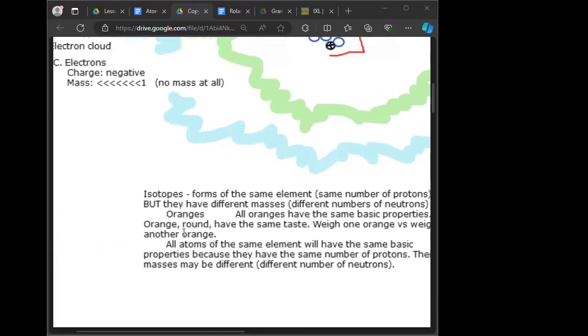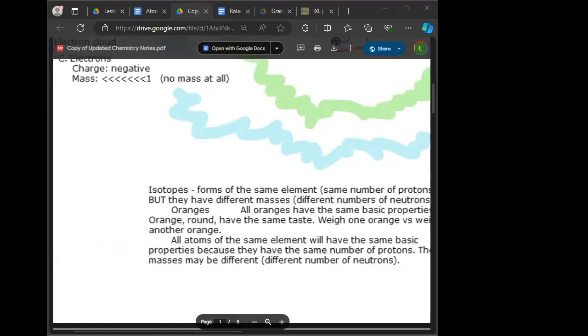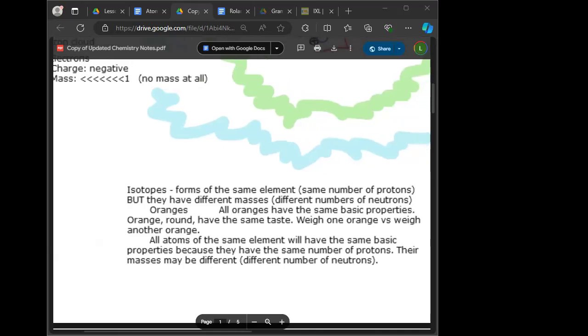Okay, but now let's take a look at neutrons. Okay, so isotopes are forms of the same element. So they have the same number of protons, but they have different masses due to different numbers of neutrons. So if you're wondering, how is that possible? How could they be the same element but have different neutrons?